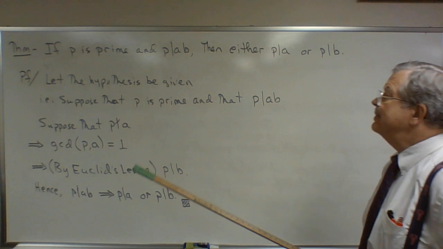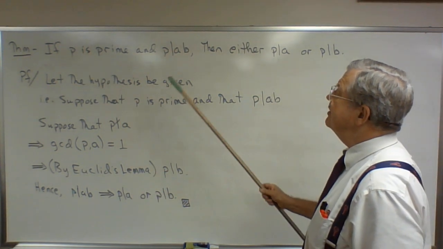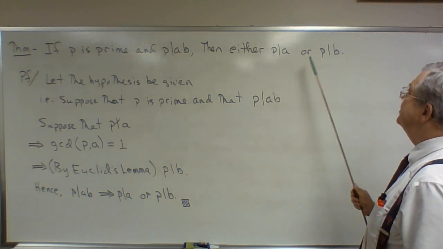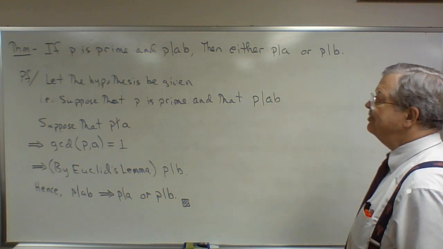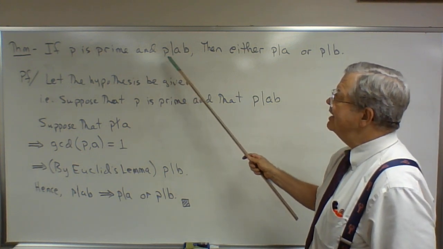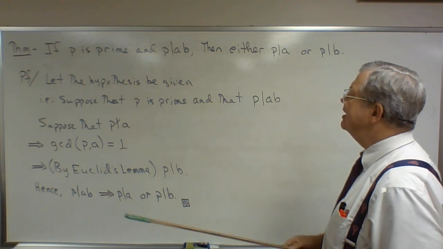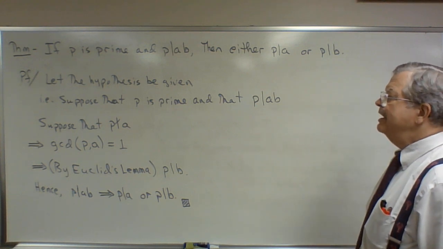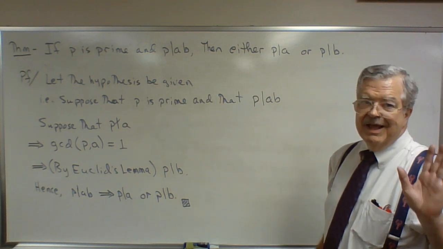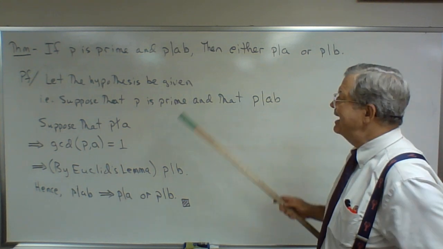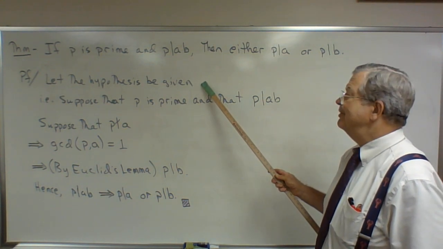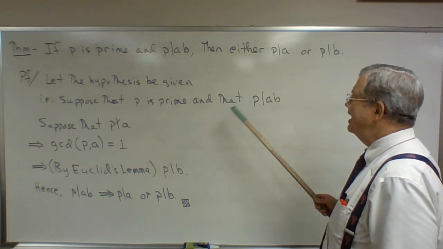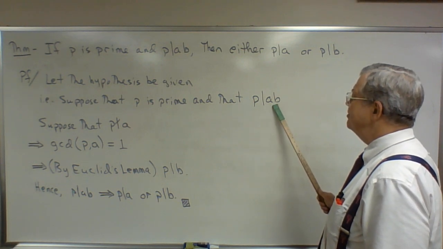Okay, here's the theorem. If P is prime and P divides AB, then either P divides A or P divides B. If P is prime and P divides the product of two numbers, either P divides the first or P divides the second. And here's our proof. And again, I hit the chicken switch right off the bat. I don't know how to do this initially, so I say, let the hypothesis be given. That is, suppose that P is prime and suppose that P does divide the product A and B.